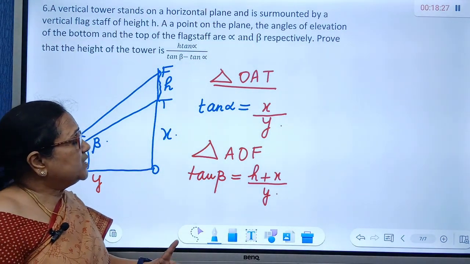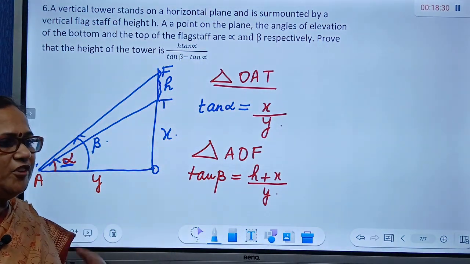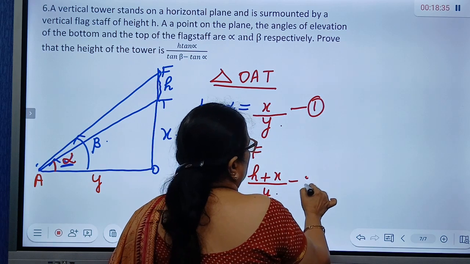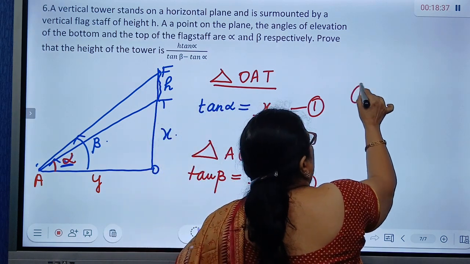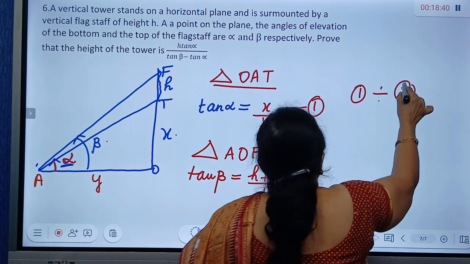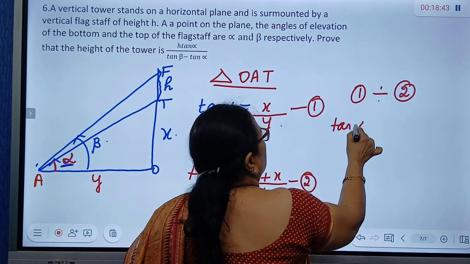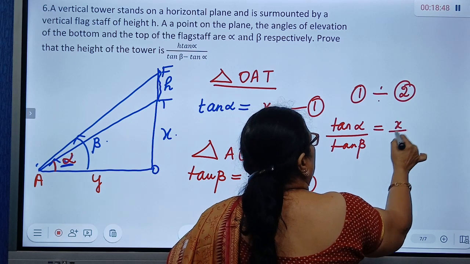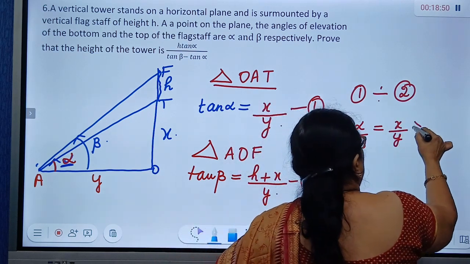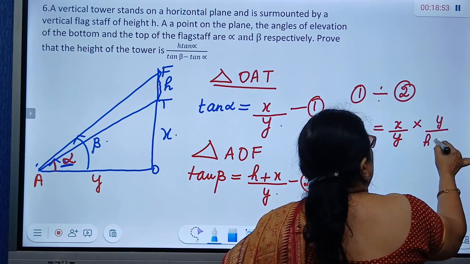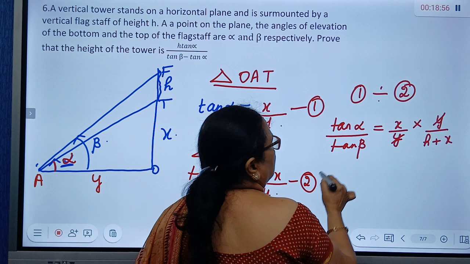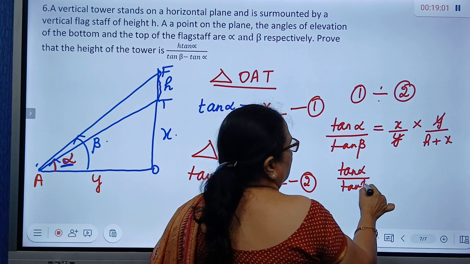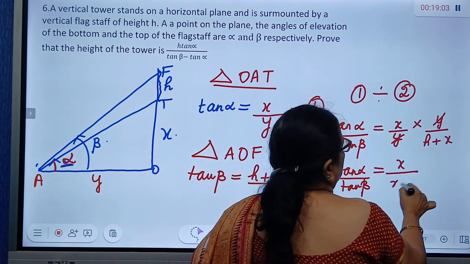So there are two variables here, X and Y. So how can I get rid of one of them very easily? I am going to divide one by the other. This is 1, this is 2. 1 divided by 2 gives tan alpha by tan beta, which is X by Y, into Y by H plus X. So Y gets cancelled. So tan alpha by tan beta is equal to X by X plus H.